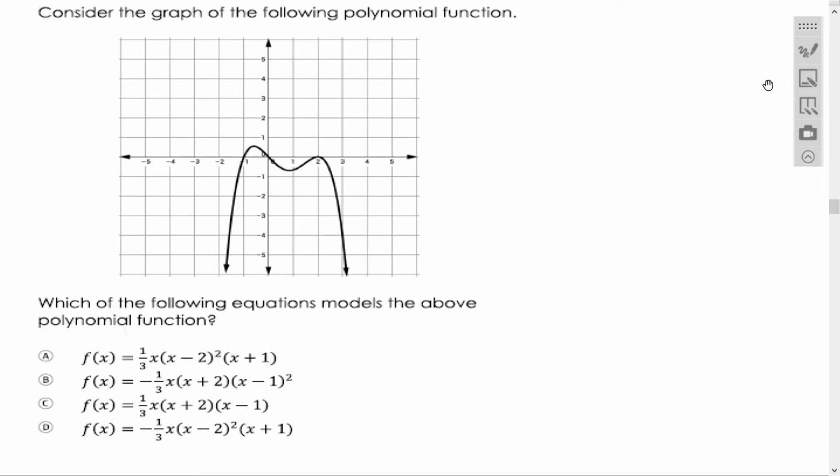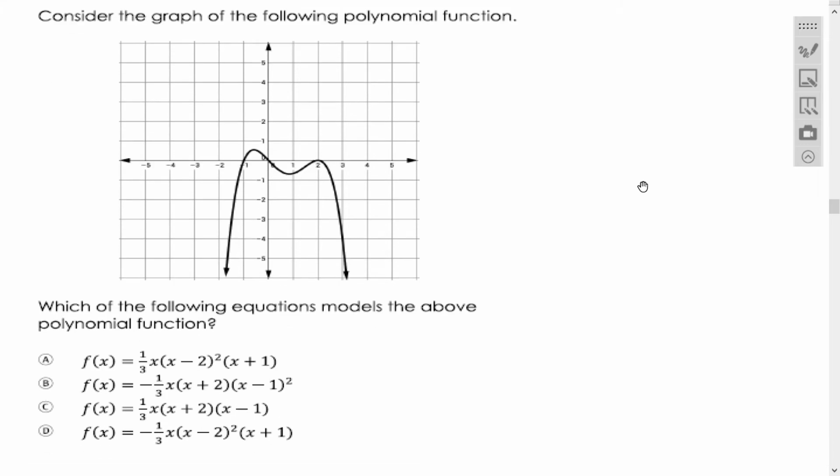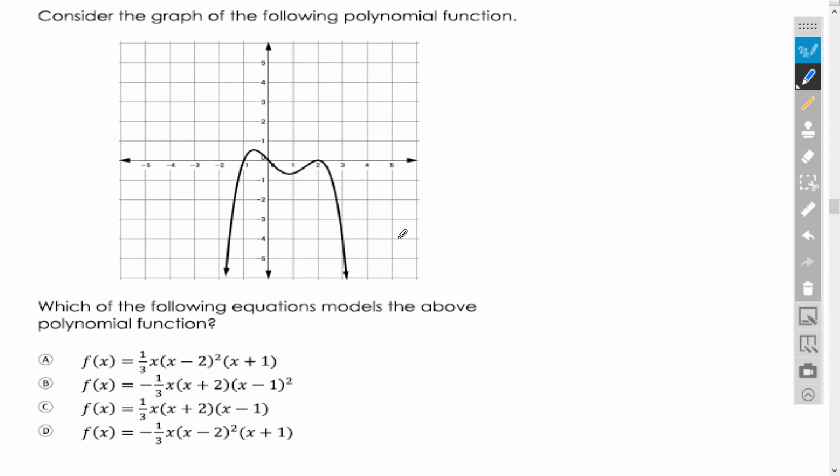Consider the graph of the following polynomial. Which of the following equations models the polynomial function above? Okay, so there's a couple things I need to make sure of. First, I'm going to look at the end behavior. Okay, so the end behavior is going down on both ends. So not only is it even, should have an even number of degrees, it also has a negative leading coefficient.